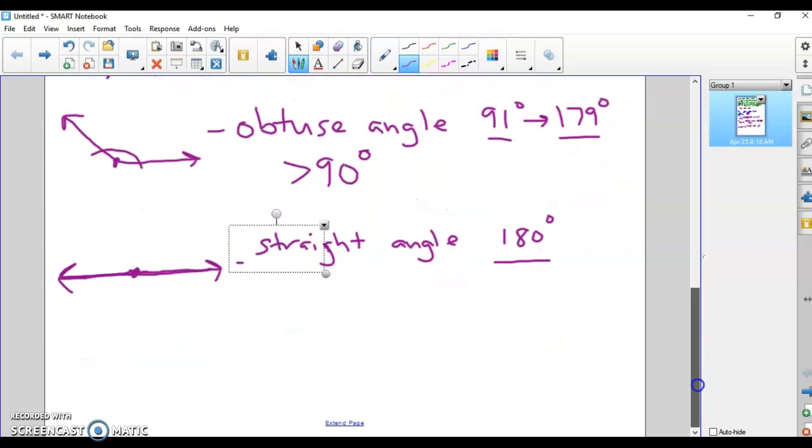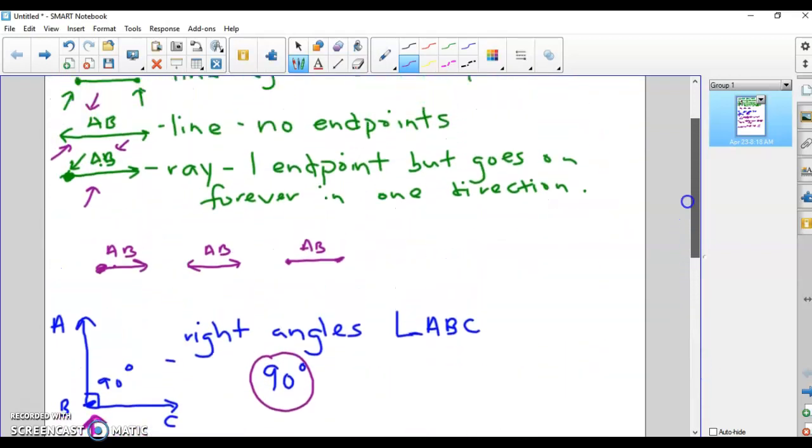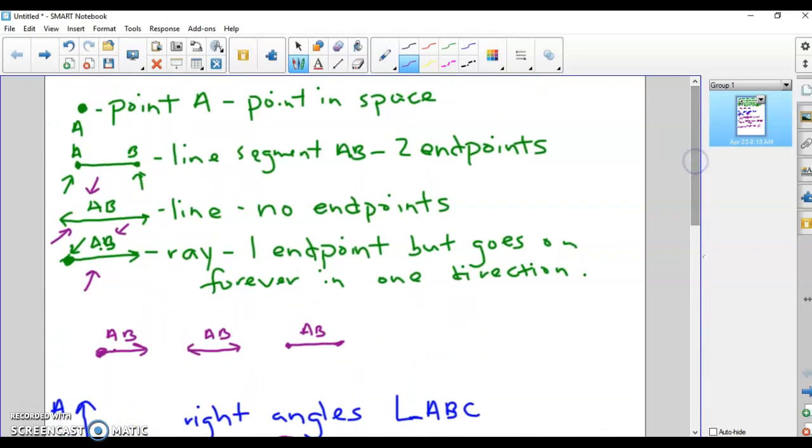Always remember that angles are made up of two rays. And always remember about your points, line segments, lines, and rays.